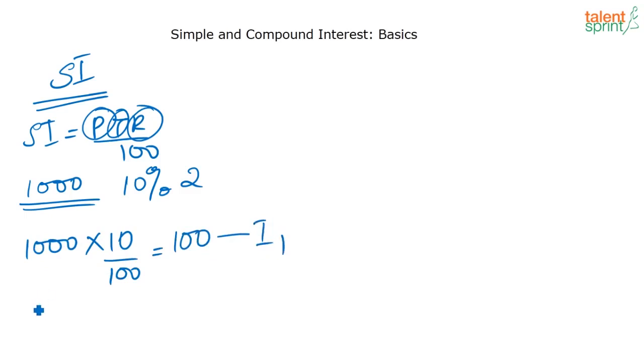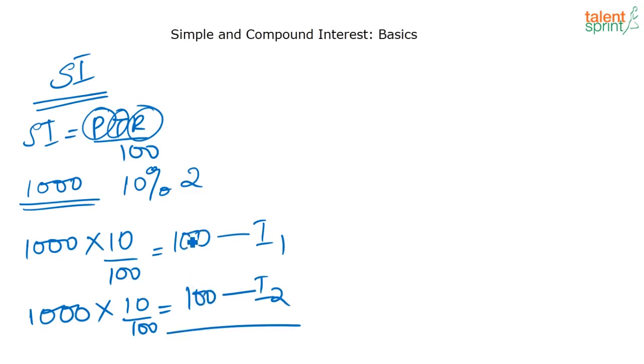At the end of the second year, again the interest is still calculated on the same 1000 rupees that I had invested as the principal. This is what we do in simple interest. The same principal is taken for every year to calculate the interest. So again during the next year I get 100 rupees. The total interest that I get at the end of the 2 years is 100 plus 100, that is 200 rupees. The same thing is calculated using the formula PTR by 100, where P is 1000.